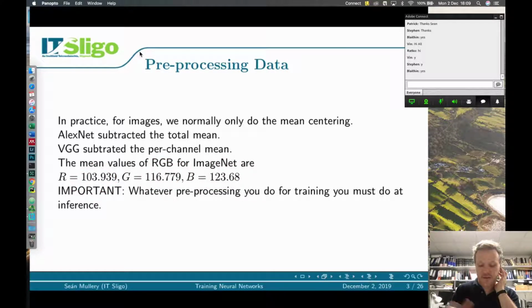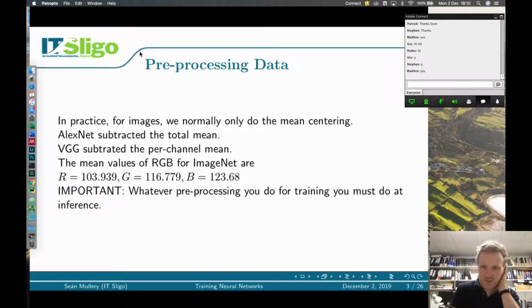You can actually use them yourself if you want. You can just subtract each of those. Whatever pre-processing you do for training, you must do at inference as well. That's important, because when you then go to test an image, you need to make sure you've done the same sort of pre-processing.